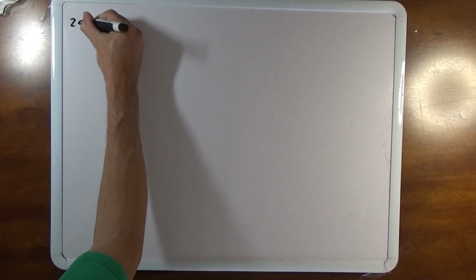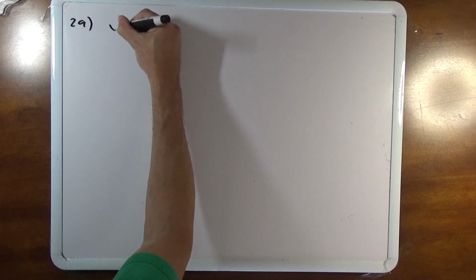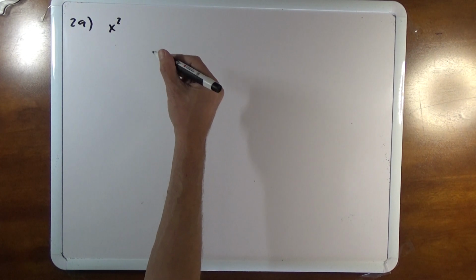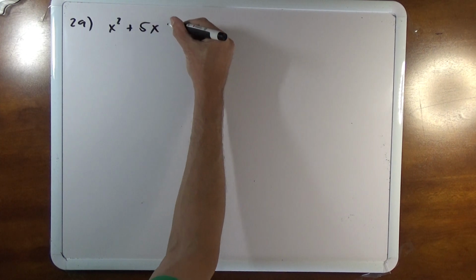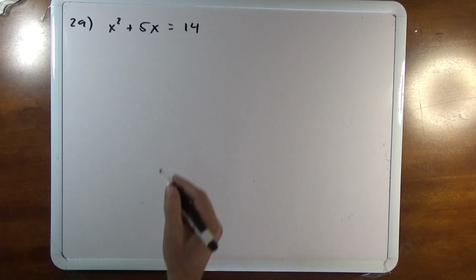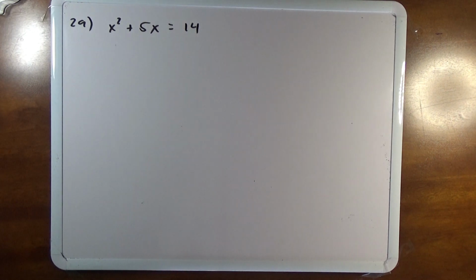29. X squared plus 5x equals 14. Oh, by completing the square? Okay.